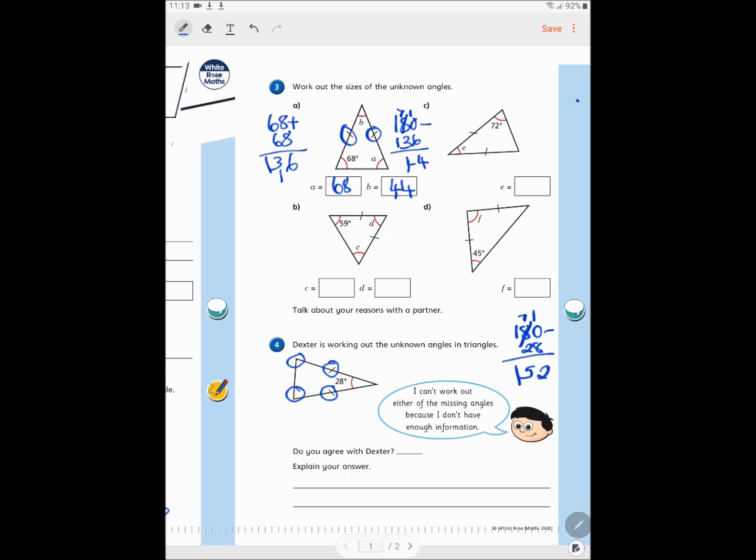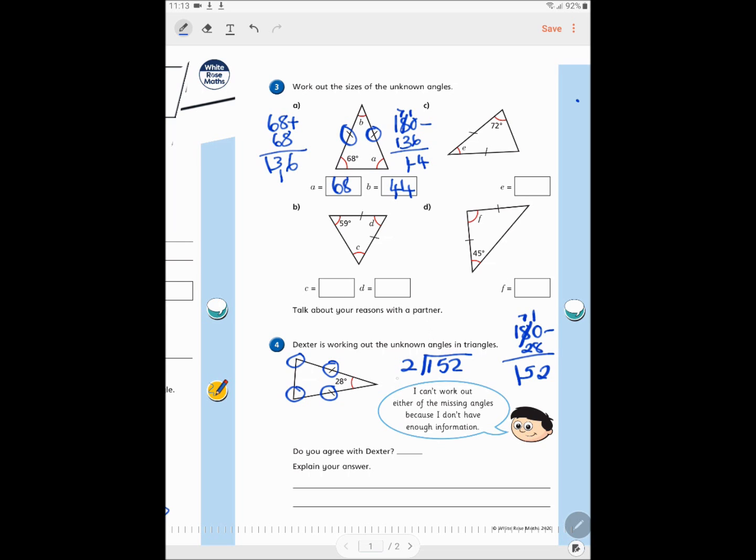So that means I've got 152 in total left over that hasn't been allowed for. Now at the bottom here, I know I've got 2 angles which must be the same. So all I have to do is 152 divided by 2, because they're going to be shared equally.